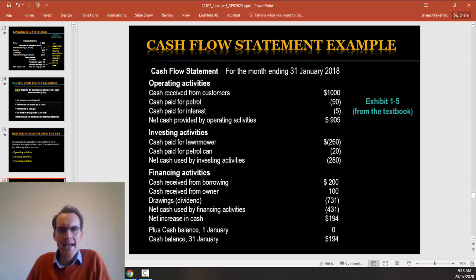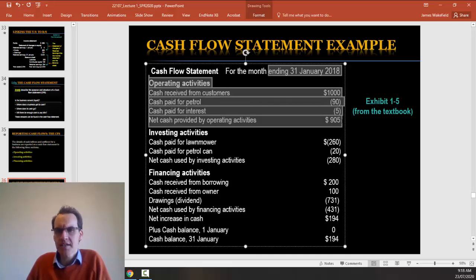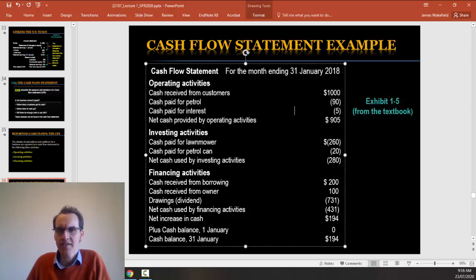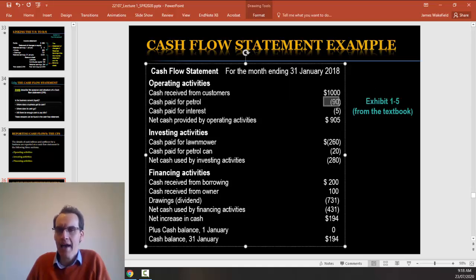Okay, so if we look at an example of a cash flow statement, this captures the movement of cash over 1 month. So for the month ending 31 January 2018, you can see here that the business had substantial flows of cash, right? So they received cash from owners, paid for different things. So the things in brackets are outflows. The things not in brackets are inflows of cash. So in accounting, we generally do not use negative symbols. We put things that are outflows or that are losses or that are negative numbers in brackets. So that's an important thing to note at this stage of the course.